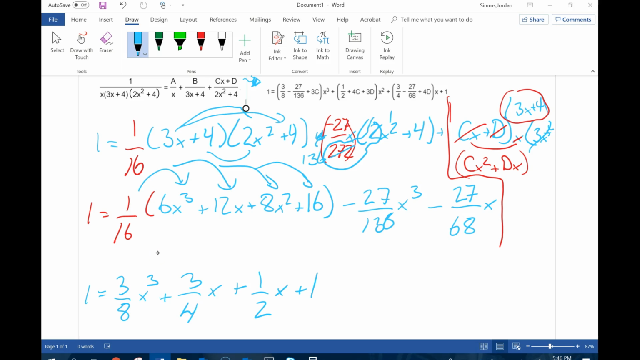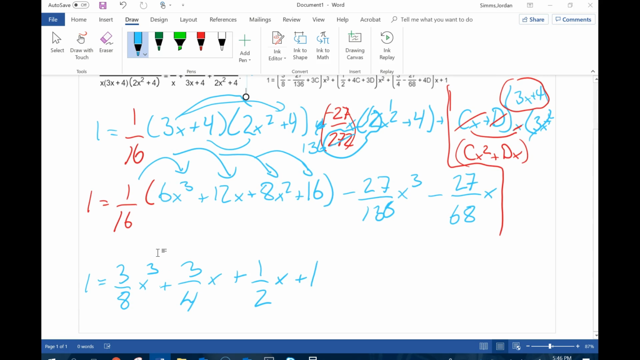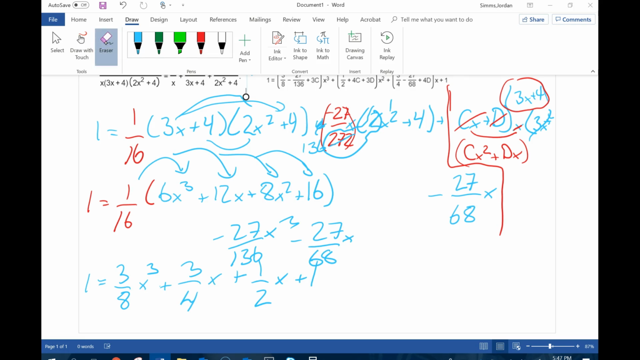We just have these like terms, which I'll try to group around here. So I'll just write it in here, buddy. I have negative 27 x cubed over 136 minus 27x over 68. Right, so that's going on, and now I'm just going to erase all this because I need the room, frankly. Okay, so let's FOIL this out here.